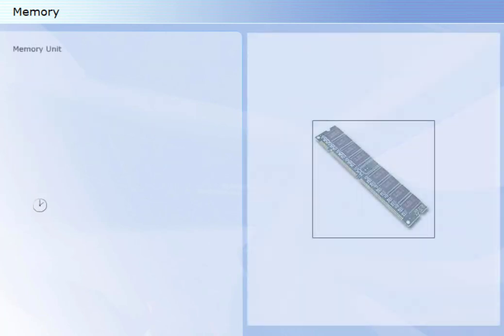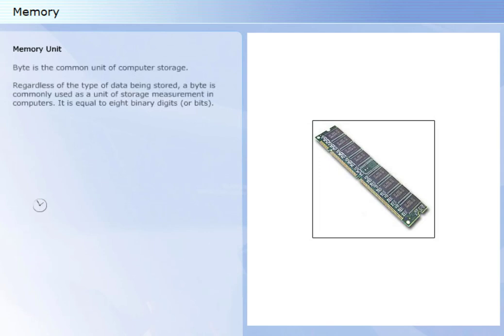Memory unit. Byte is the common unit of computer storage. Regardless of the type of data being stored, a byte is commonly used as a unit of storage measurement in computers. It is equal to 8 binary digits or bits. A byte holds the equivalent of a single character, such as the letter A or a decimal point.